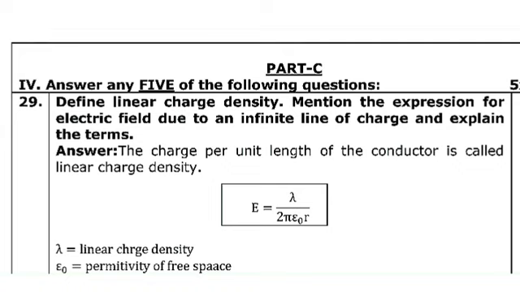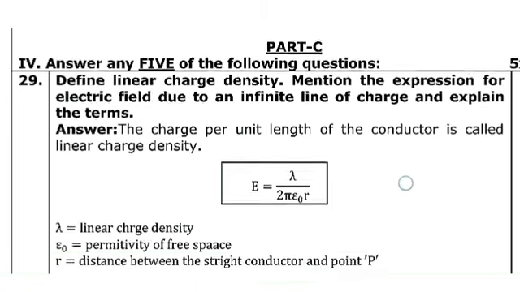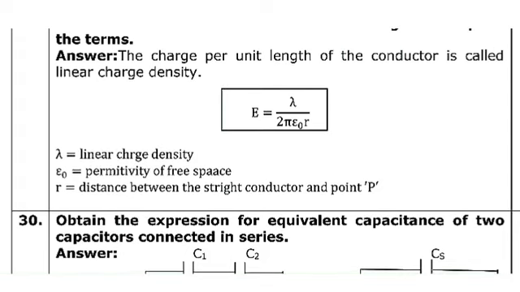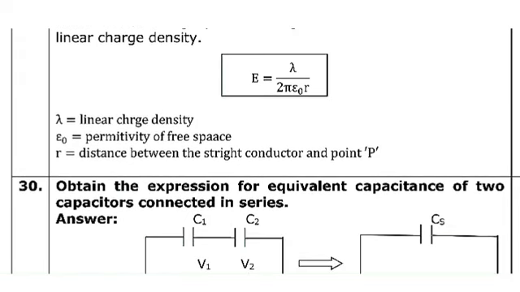Okay. Next, the question is continued that mention the expression for electric field due to an infinite line of charge and explain the terms. We know that the expression is E is equal to lambda by 2 pi epsilon naught r. Here lambda is the linear charge density and epsilon naught is the permittivity of free space, and r is the distance between straight conductor and point P.